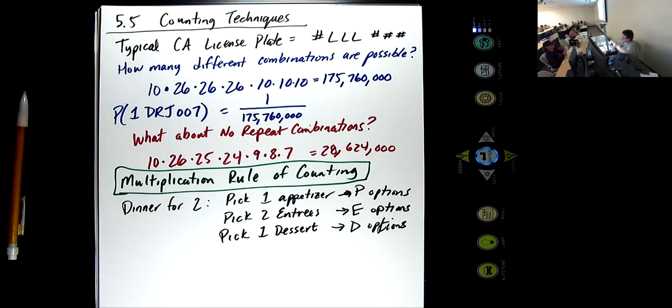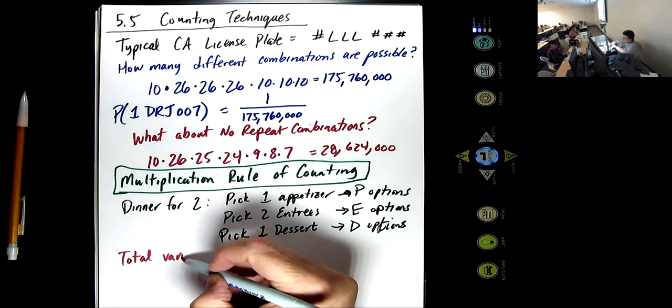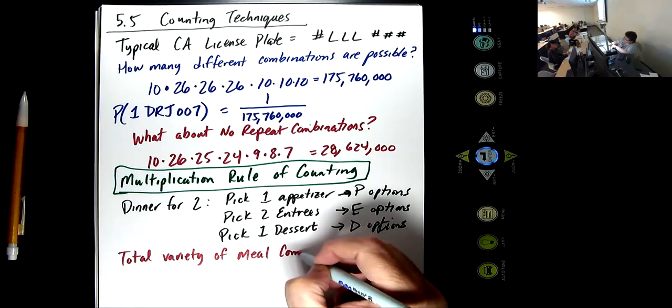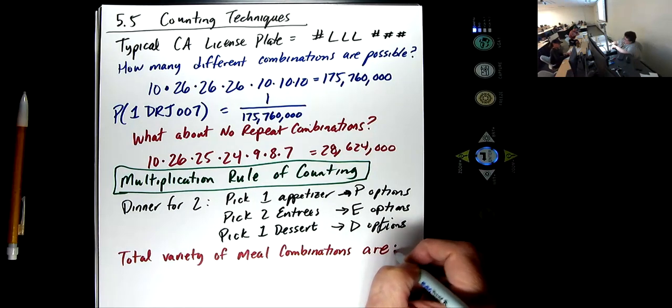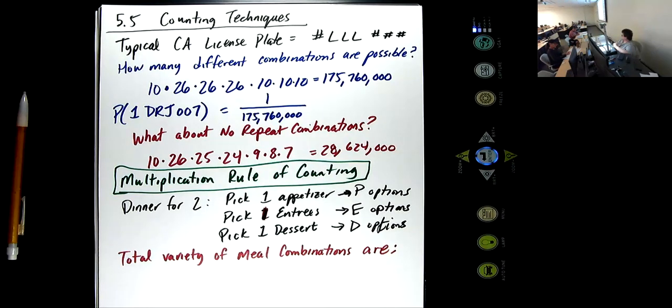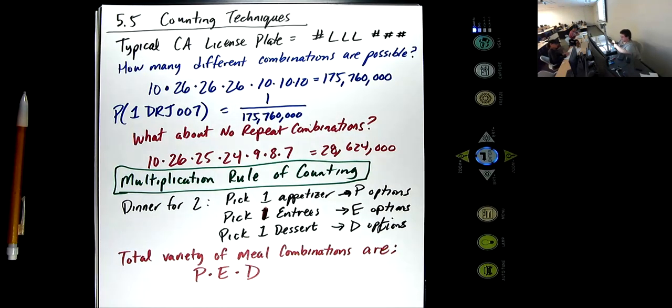The total variety of meal combinations are, and I'm going to just say pick 1 entree for now. You only care about your own entree. Having 2 entrees changes things up, and I don't want to do that. It's P times E times D. That's what we were doing up here. We were multiplying them all.